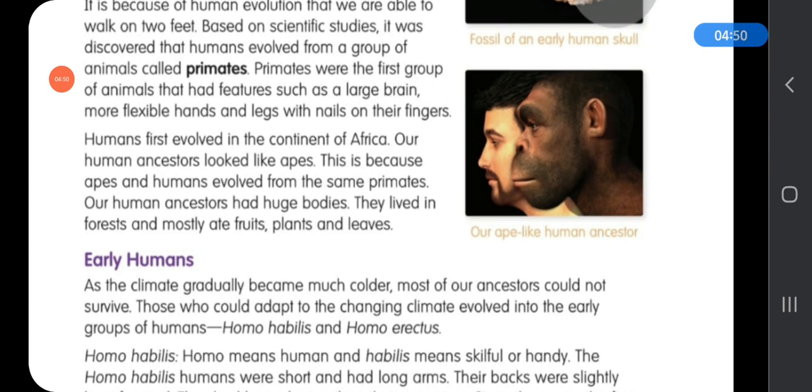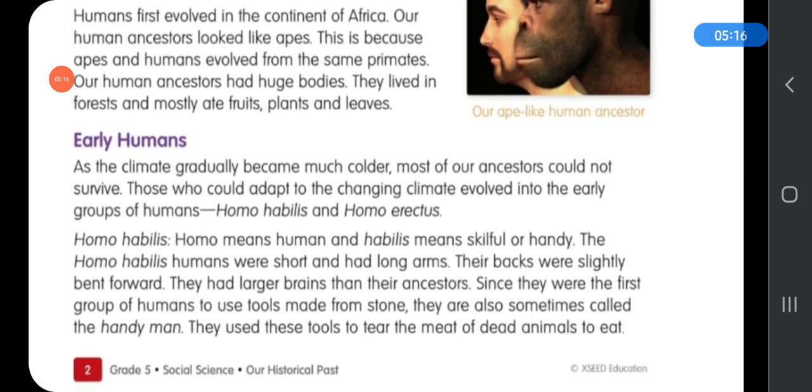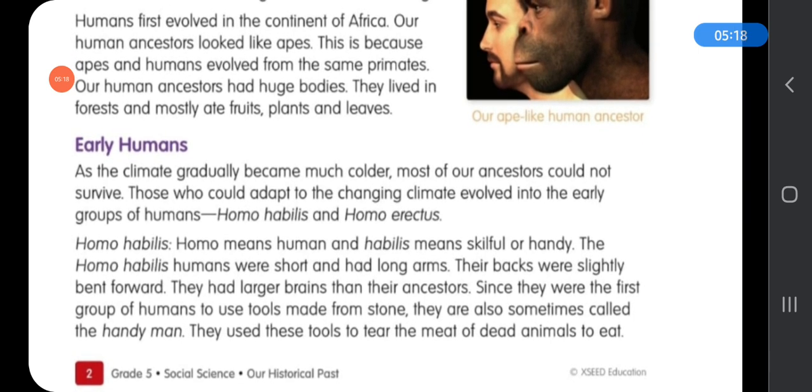Primates were the first group of animals that had features such as a large brain, more flexible hands and legs with nails on their fingers. So we can make a question like, which were the first group of animals? Answer is primates. And what are the features of primates? And many options are given. You need to tick the correct option. Humans first evolved in the continent of Africa. Which continent? Continent of Africa.